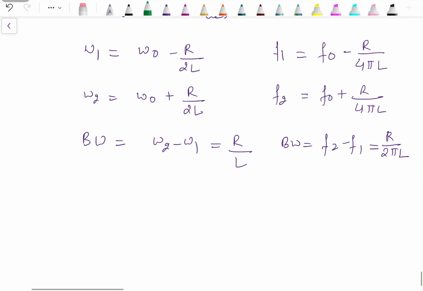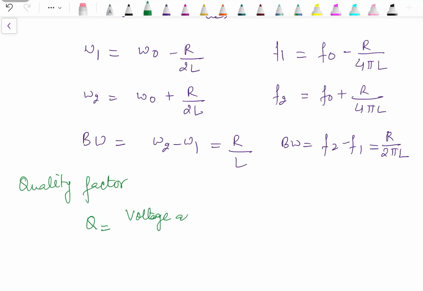Next is the quality factor. Now in case of series circuits, voltage magnification takes place and the quality factor is a measure of that voltage magnification. It is defined as the ratio of voltage across the inductor or across the capacitor to voltage at resonance.